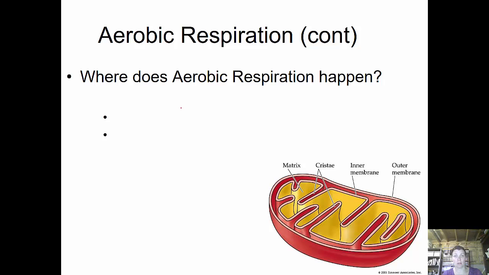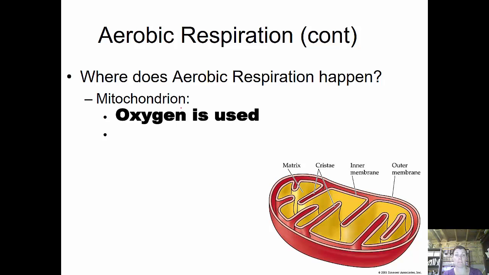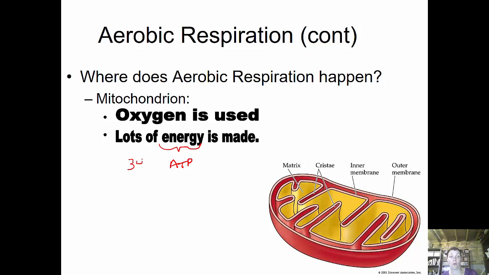So aerobic respiration is really what happens to those glucoses that are ripped in half. They go into the mitochondrion. And in the mitochondrion, oxygen is going to be used. And when oxygen is used, lots of energy, remember, energy in the form of ATP, is made, and I'm going to say 34 net ATP are made just in the mitochondrion.